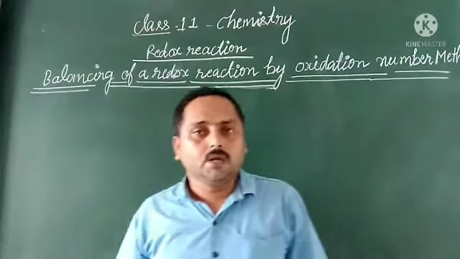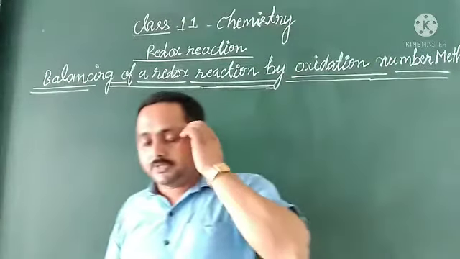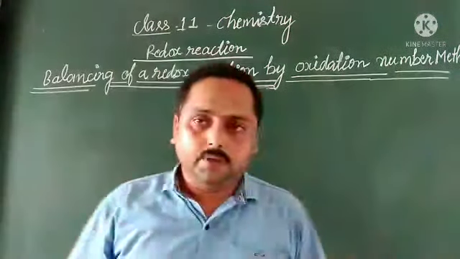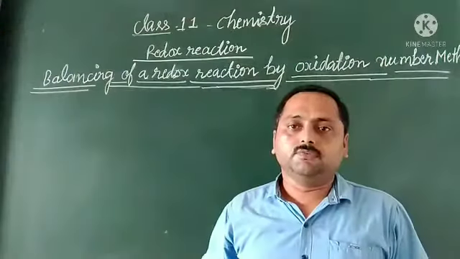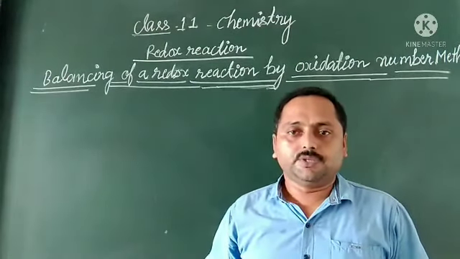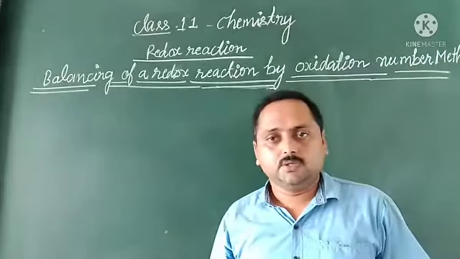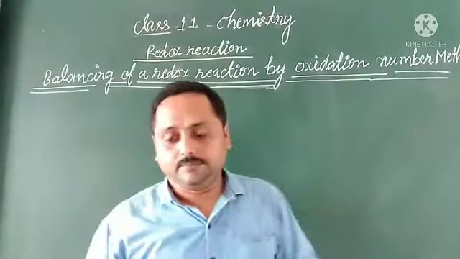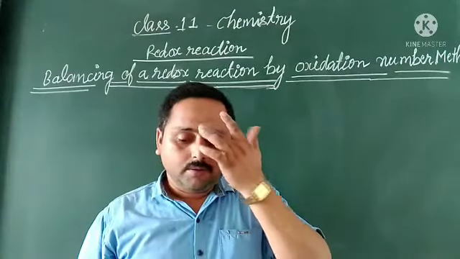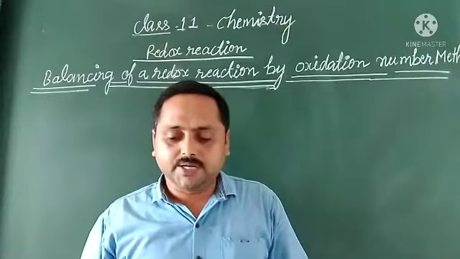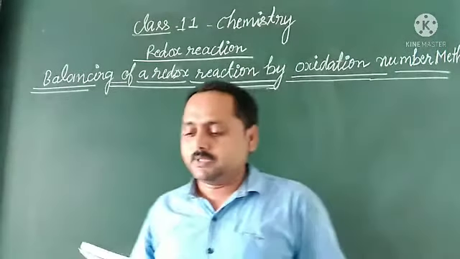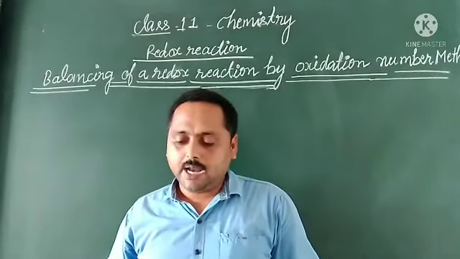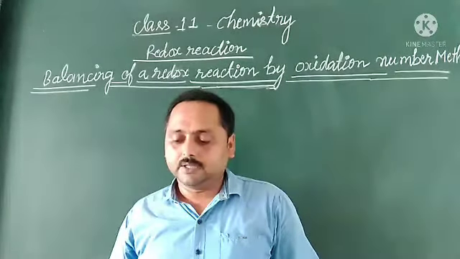So let us see another example. I am taking an example from your book, and you can study that equation. The equation is problem 8.9. Permanganate ion reacts with bromide ion in basic medium to give manganese dioxide and bromate ion. Write the balanced ionic equation for the reaction.